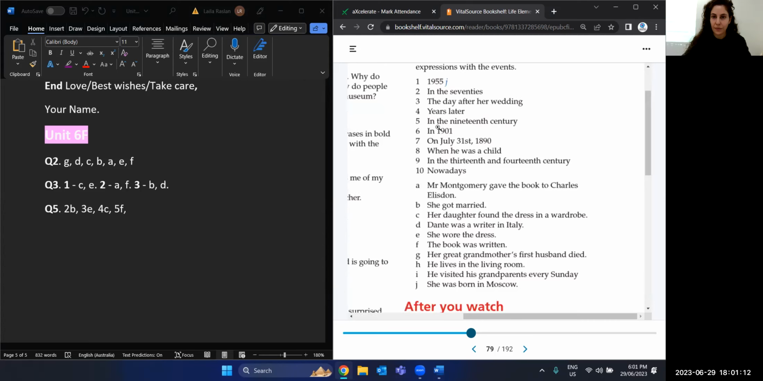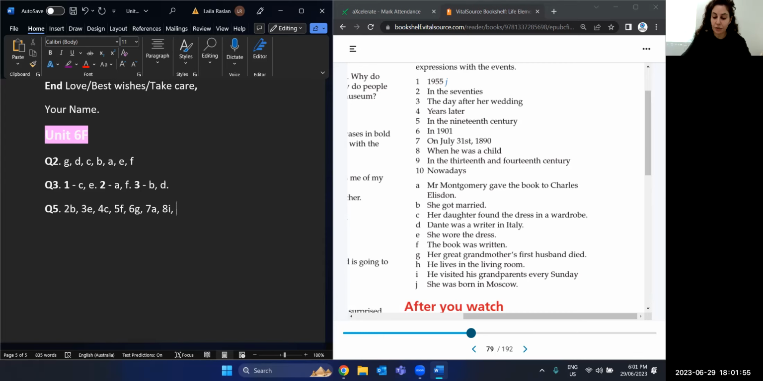5F. In 1901, yep, her great-grandmother's first husband died. 6G. On July the 31st, 1890, yes, Mr. Montgomery gave the book to Charles Elliston. When he was a child, he visited his grandparents every Sunday. Yep, so 8I.